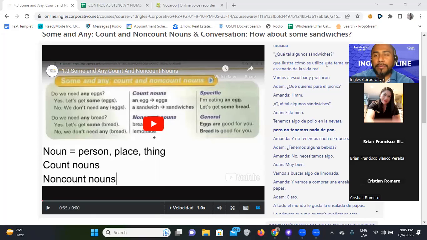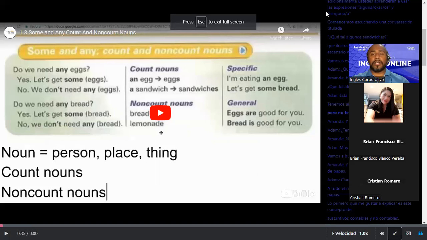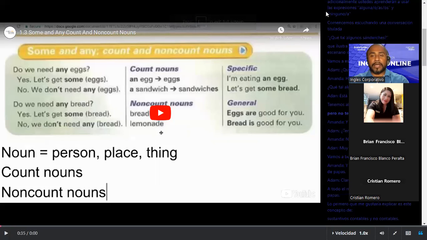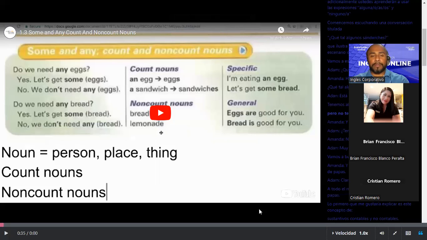At this moment, Lorena, la vamos a poner en silencio por si escucha fuerte la televisión. Gracias. Okay, we're going to listen to the audio. Please take notes. Por favor, tome apuntes.